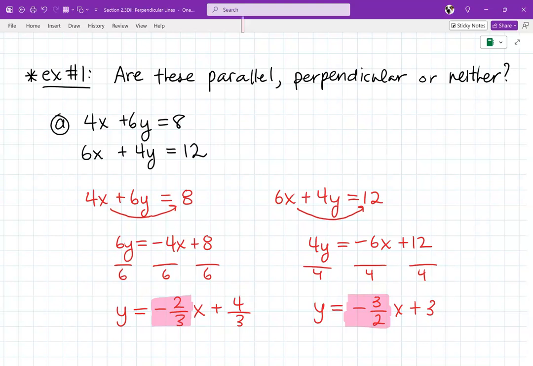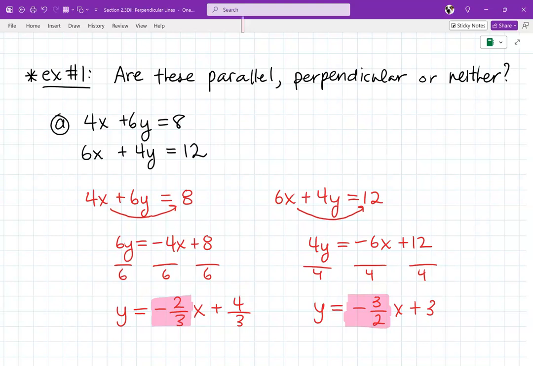Are they opposite of each other? No, they're not. Now, I know some of you guys are saying yes. I know what you're thinking. They're flipped. But that's reciprocal. Opposite means the sign is different. So these are negative, both of them. So they can't be perpendicular.